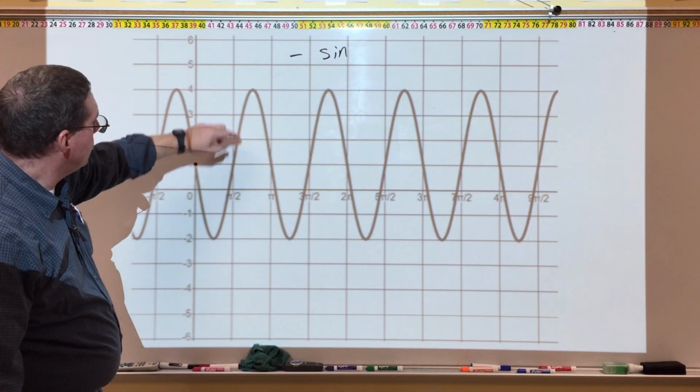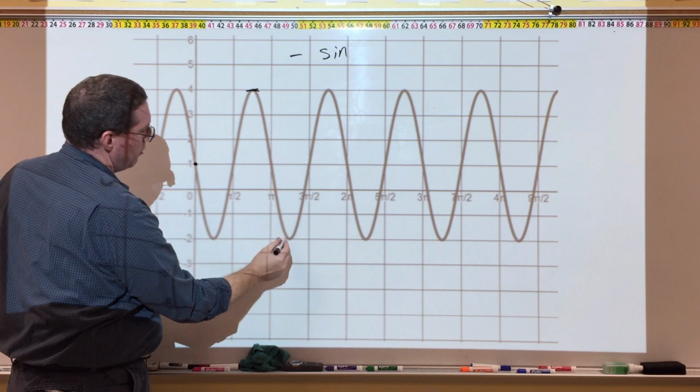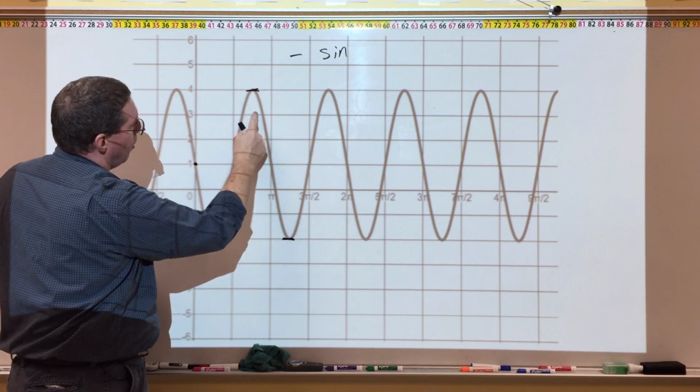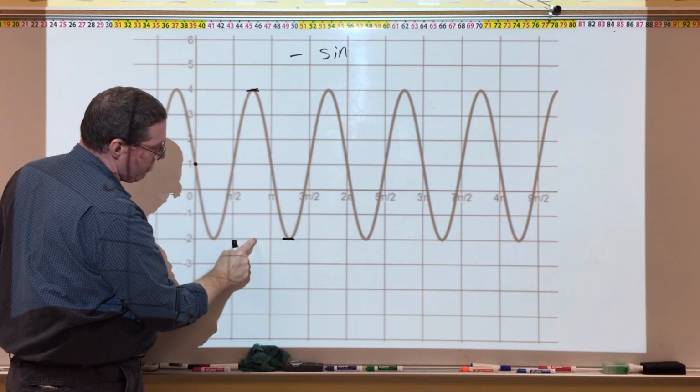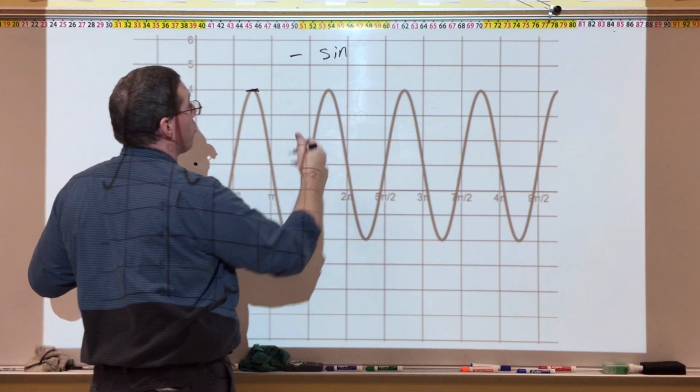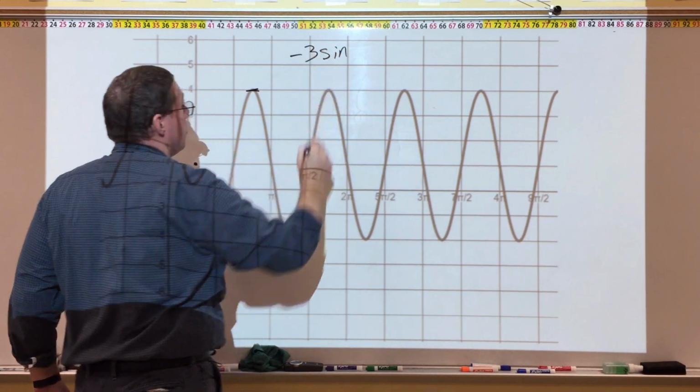Let's find the amplitude. Here's the highest point. Here's the lowest point. Count from here: 1, 2, 3, 4, 5, 6. 6 divided by 2 is 3, and therefore the amplitude is 3.